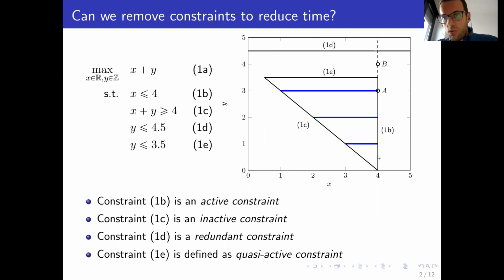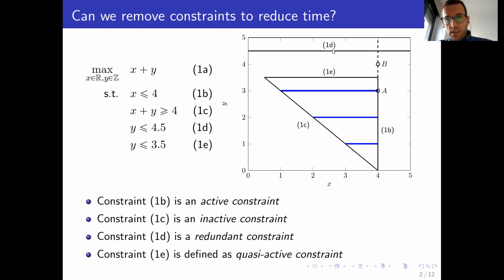So this is an illustration of the feasible region. All these blue points are feasible in our optimization problem. And if we are maximizing x plus y, the optimum of this problem is point A. If this is the optimum, we can classify the different constraints. For example, constraint 1b here is an active constraint because it's binding at the optimum. Constraint 1c down here is not binding, and then we call this an inactive constraint.